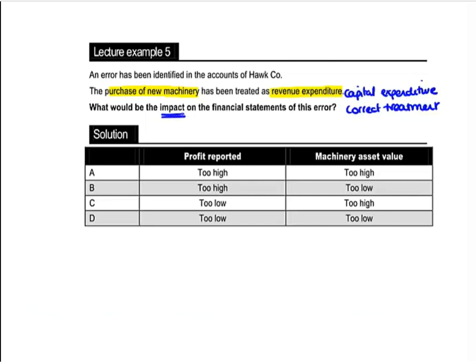So what we should have done then is we should have debited the non-current asset account with the purchase of this machinery. We haven't done that, so what that means then is that the value of the asset is going to be too low. What we have done then is put all of that charge through the income statement, when in actual fact it should have just been 1 year's depreciation. So what that means then is that the profit will be too low and the value of the machinery will also be too low. So the correct answer here is D.